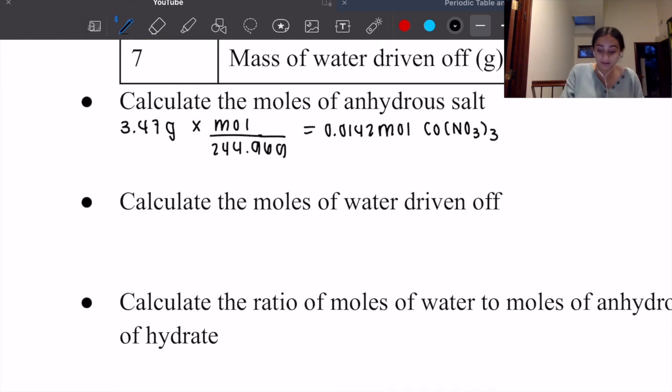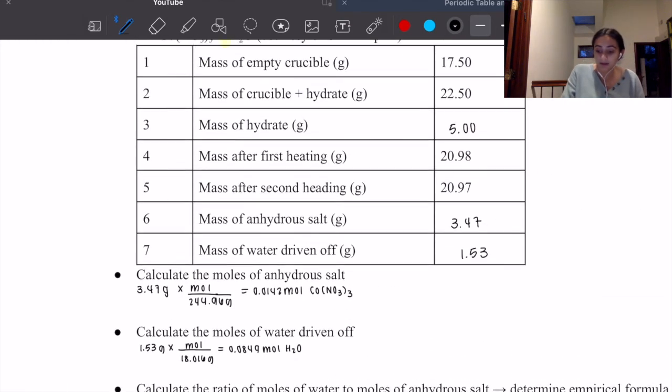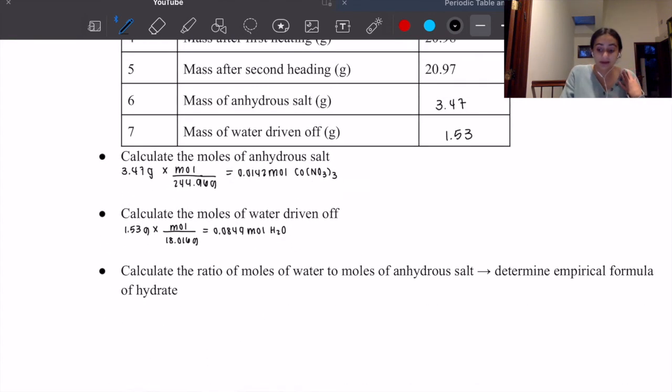Now we're going to calculate the moles of the water driven off. So we have 1.53 grams of water, and the molar mass of water is 18.016 grams per mole. So I'm going to convert to moles and get 0.0849 moles of H2O. And I forgot to mention this, but this problem is also courtesy of Sarah Lipitz.